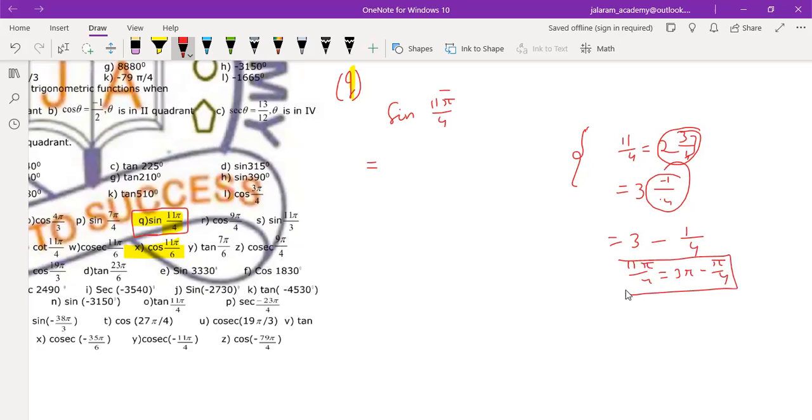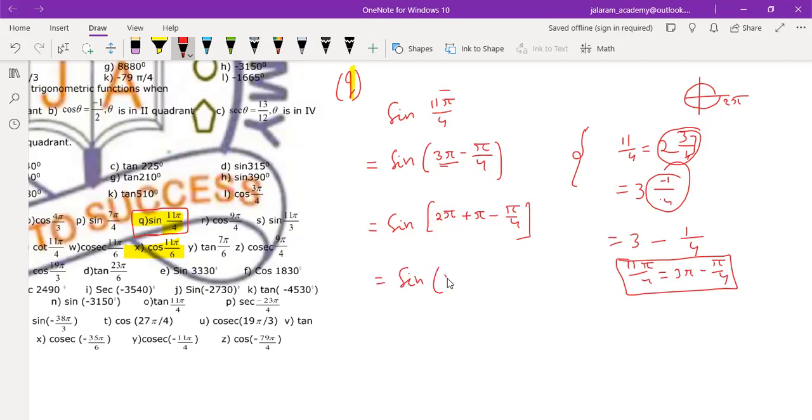So in place of 11 pi by 4, gradually you will learn how to write it directly. 4 threes are 12, so we write 3 pi and 1 is minus 1 remainder actually. So 3 pi minus pi by 4. Check it: 11 pi by 4 equals 3 pi minus pi by 4. Now out of this we know that 2 pi is equal to 0 also, as it is coterminal with 0. So we can convert this 3 pi to 2 pi plus pi, minus pi by 4. 2 pi is equivalent to 0, so remove it. So it is now pi minus pi by 4.